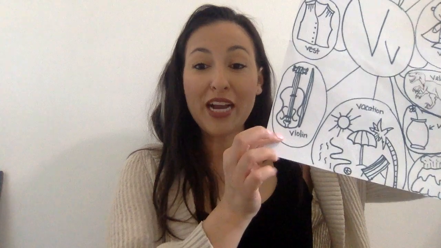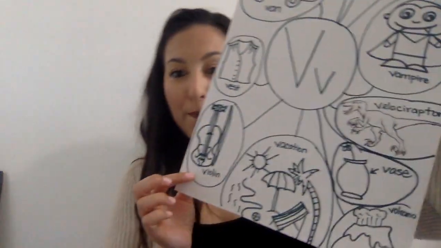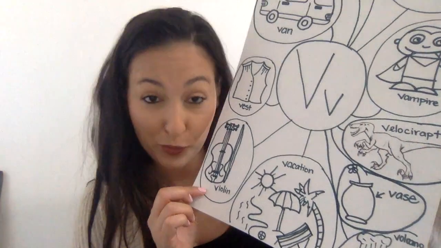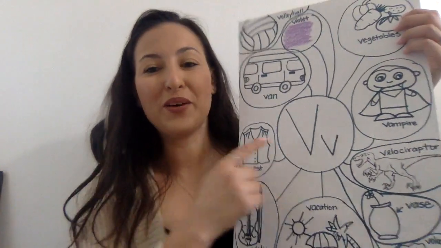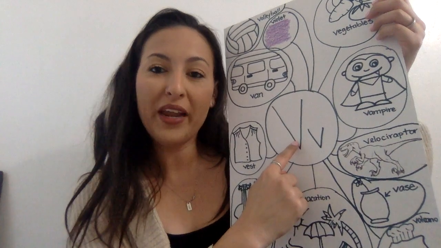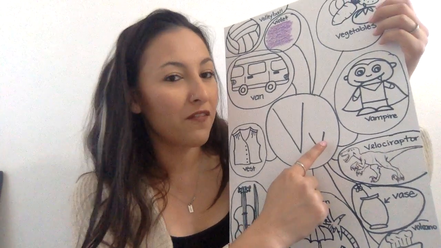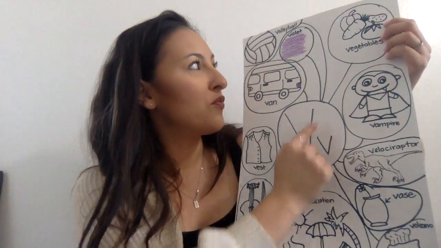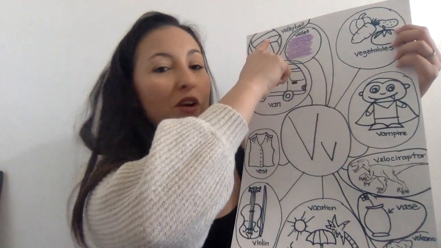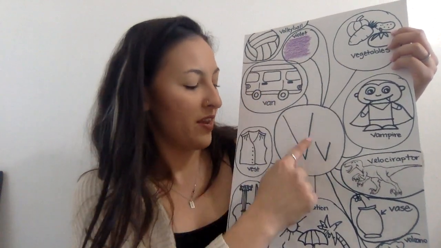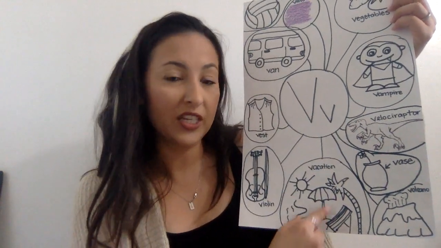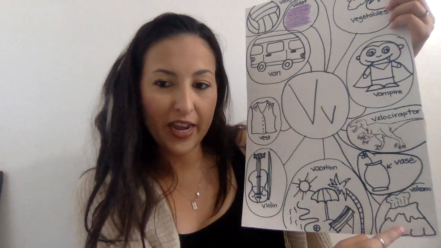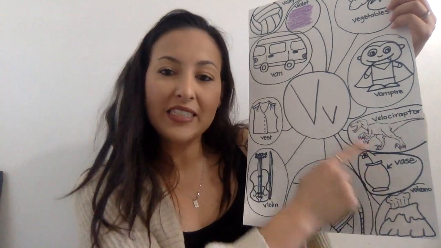And here's our poster. As you see, it's all filled up. And you know that I had help with one of those pictures because I'm not that talented. Okay, so here we go. We have uppercase V, lowercase v, v for vegetables, v for violet, v for volleyball, v for van, v for vest, v for violin, v for vacation, v for volcano, v for vase, v for velociraptor.